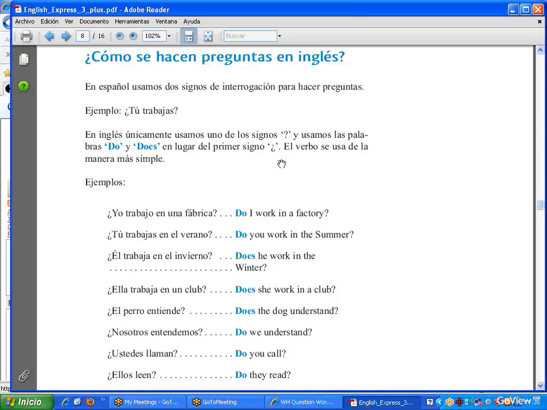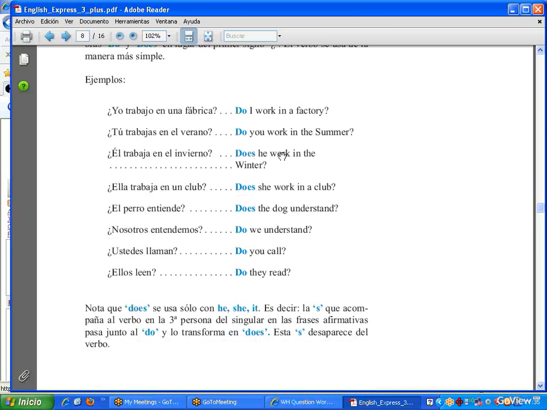So here we have the examples. In Spanish, say, yo trabajo en una fábrica. And in English, we say, do I work in a factory? Or tú trabajas en el verano. We say, do you work in the summer? With one question mark at the end. And we use the auxiliary verb do.